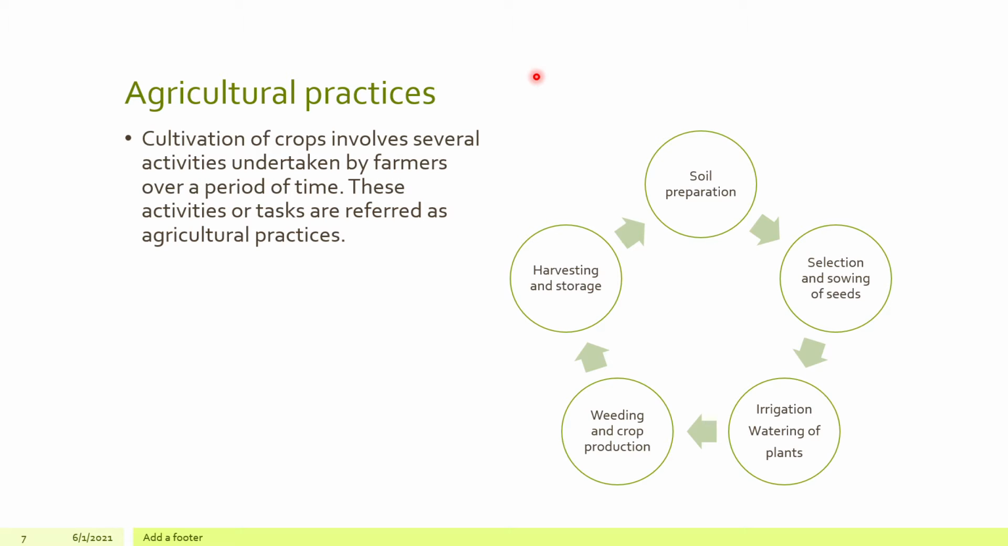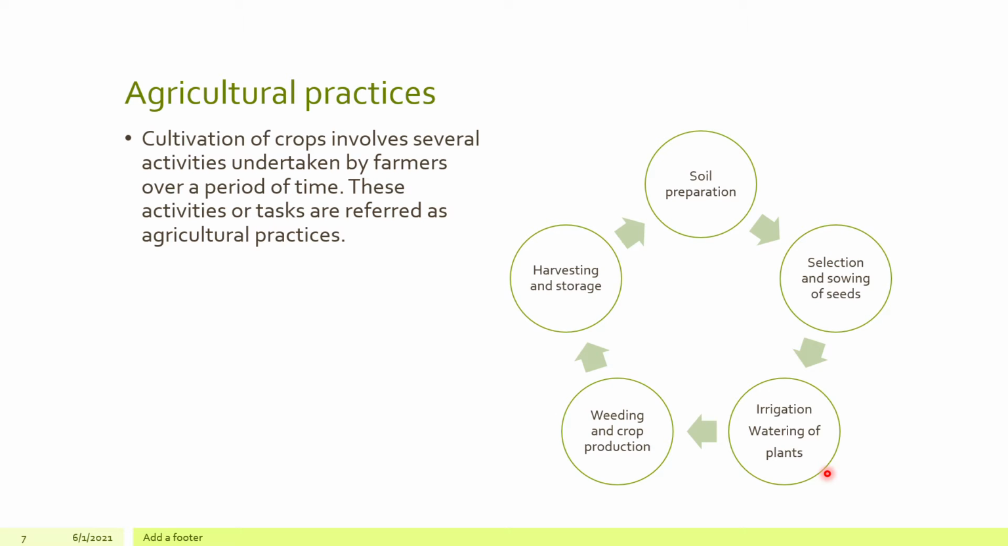Then there are five major steps. This flowchart can come in your exam, so please learn it. First, the soil should be prepared, so the first step is soil preparation. Then comes selection and sowing of seeds. We select which type of seed we should sow in our field, then we sow it at the proper depth. After preparation of soil and sowing the seeds, we start with irrigation.